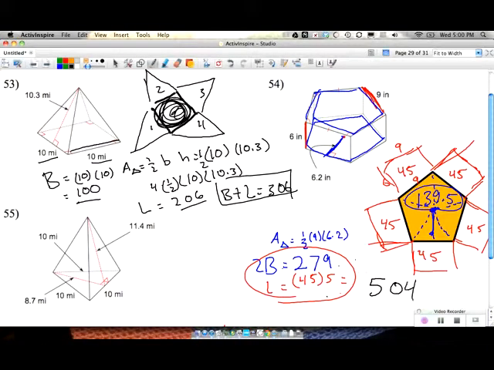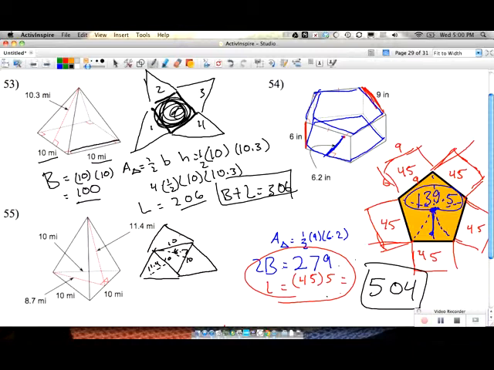Now I'm going to skip this last one. It's just a triangle. I'll start with the net for you. But you would find there's your base, and then you'd have 3 triangles going around the outside. And the base here is 10, 10, 10, and then this piece is going to be 8.7. And then for these triangles, they're 11.4. So you got 3 triangles with a height of 11.4, another triangle with a height of 8.7, and the bases are all 10. Find all the areas, add them up together.